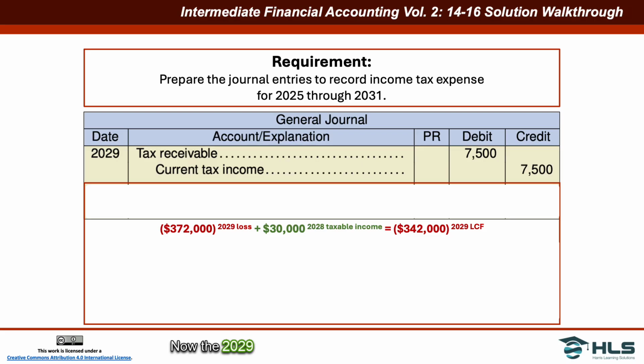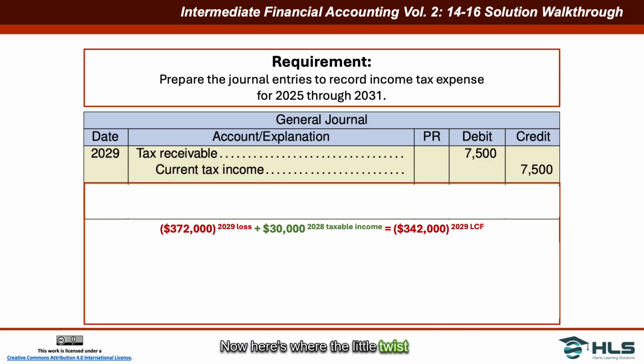Now, the 2029 loss is so large that we couldn't carry back all of it. So that means there's going to be a remaining amount that's carried forward. If we take the $372,000 2029 loss and offset that by the $30,000 that we carried back to apply against the 2028 taxable income, that results in a $342,000 loss carryforward that will apply to future years.